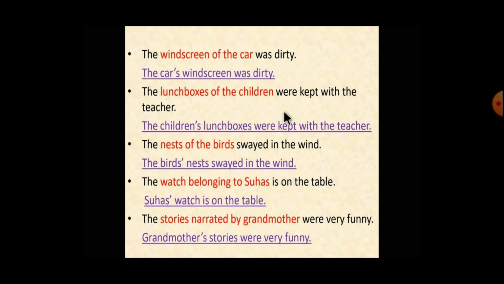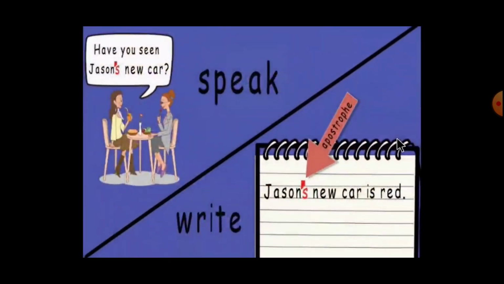So students, these are a few examples on the singular and plural form of possessives, where to use apostrophe and S. At the last of this PowerPoint presentation, I will make you remember one thing, that when we speak, we say many things in a continuous flow.